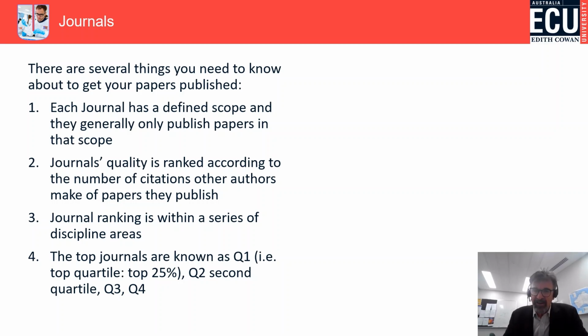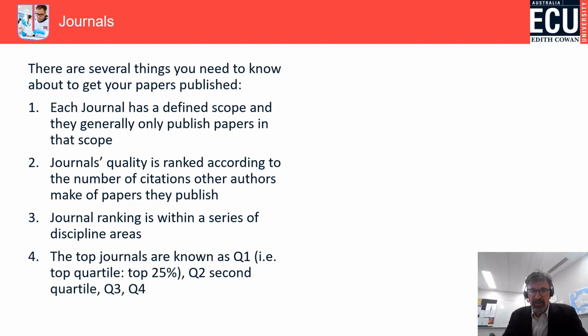First of all, there are a few things that you need to know about how journals go about making their money and becoming popular. So first of all, journals will only publish papers within their scope. And unless you're a Nobel Prize winner, the chances are you're going to have to find a journal that includes the scope of your paper.